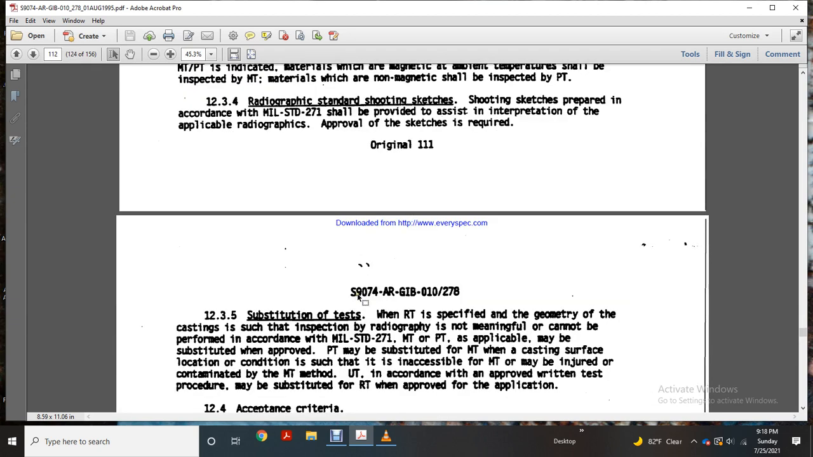Substitution: where radiographic testing is specified but the casting geometry means the radiograph cannot be performed in accordance with Military Standard 271, magnetic particle testing may be substituted when approved. Magnetic particle testing may also be substituted for local conditions, but where the surface is accessible, magnetic particle may contaminate, so a penetrant method is used. Ultrasonic testing, in accordance with an approved written procedure, may be substituted for radiographic testing when approved for the application.